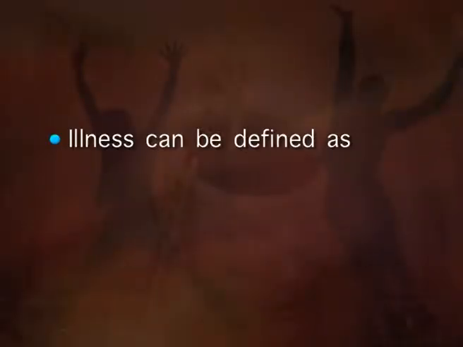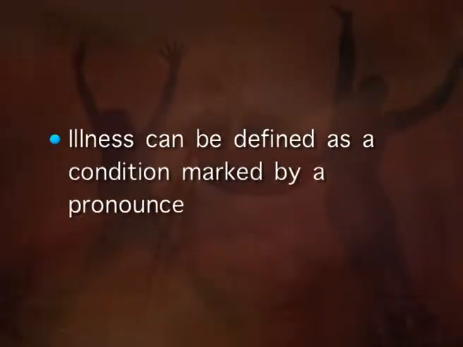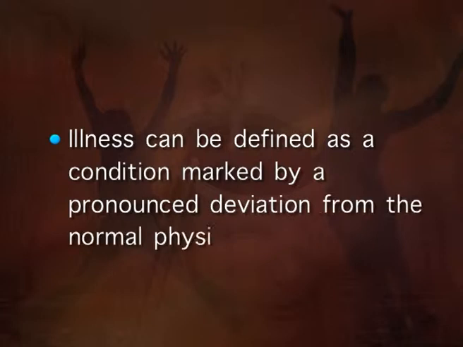Illness can be defined as a condition marked by a pronounced deviation from a normal physical state. There are some other facets of illness that we may probably know. First is that illness is a subjective phenomenon. It depends upon the individual's own personal appraisals and evaluation regarding deviations in his normal physical state. The second thing is that illness may or may not have a disease component.